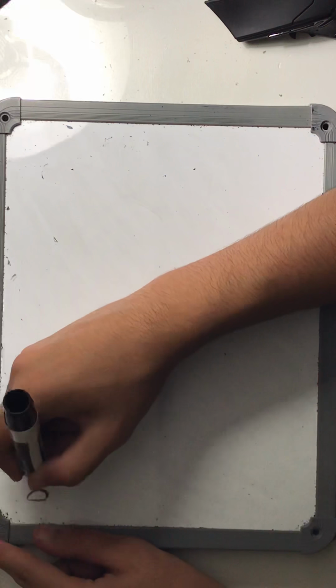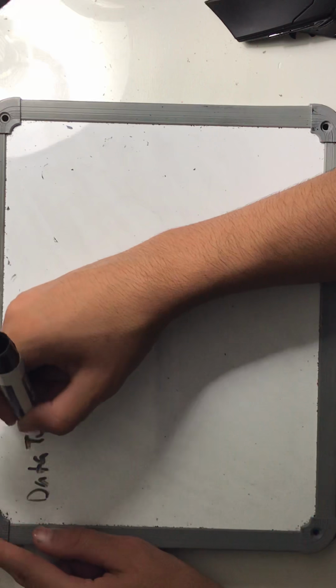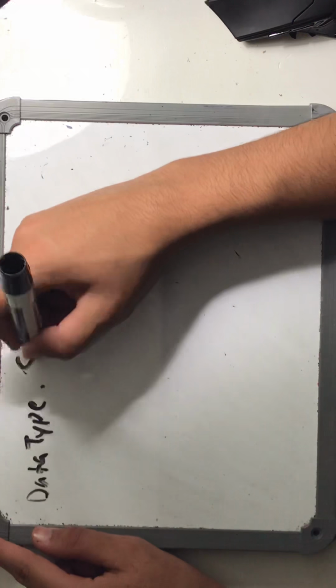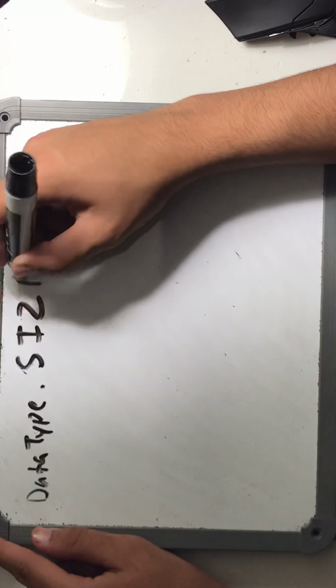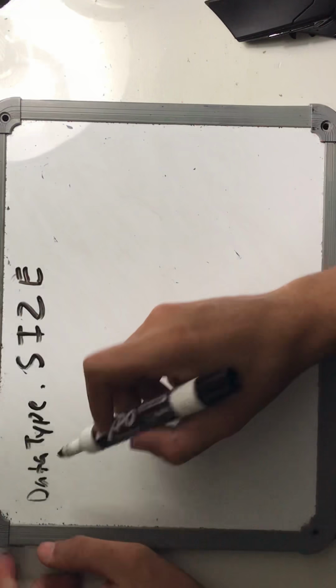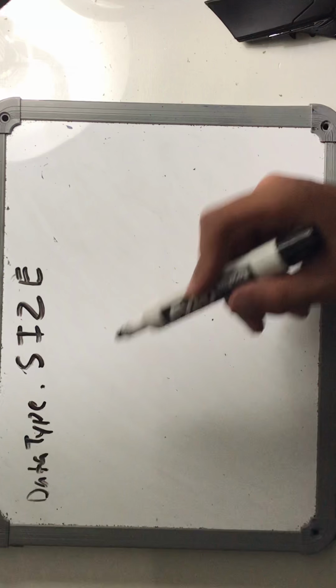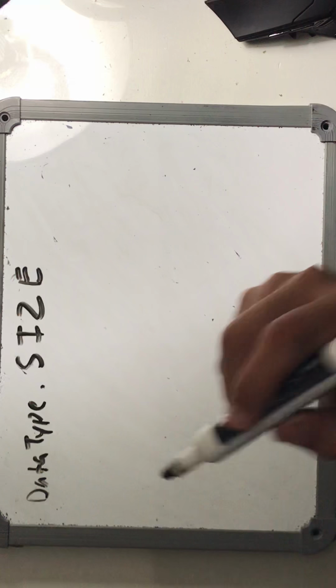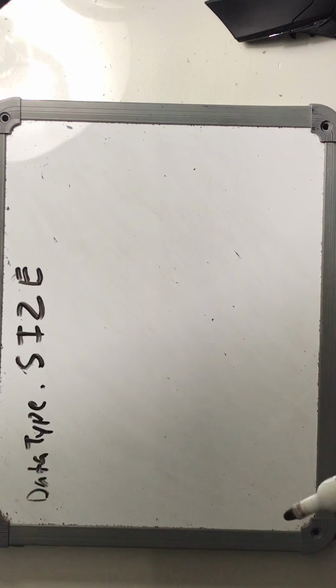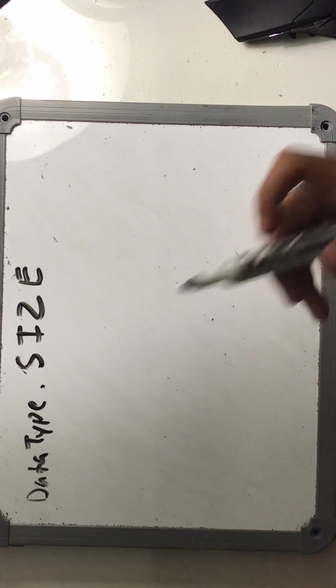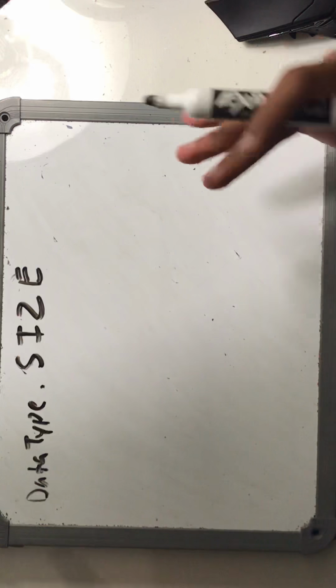Data type dot size, and this data type is just a filler. This could be a byte, a short, a long, a double, an int, it could be anything, right? That's why I'm putting data type for simplicity's sake again.